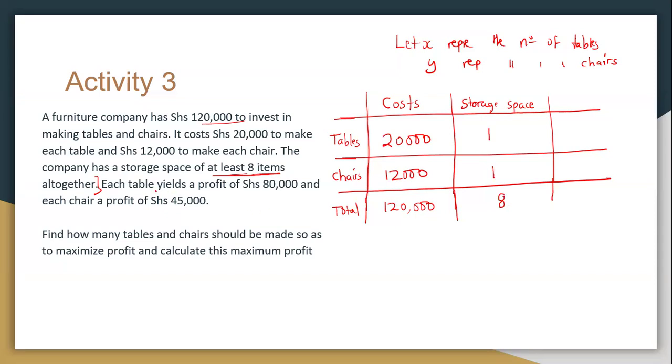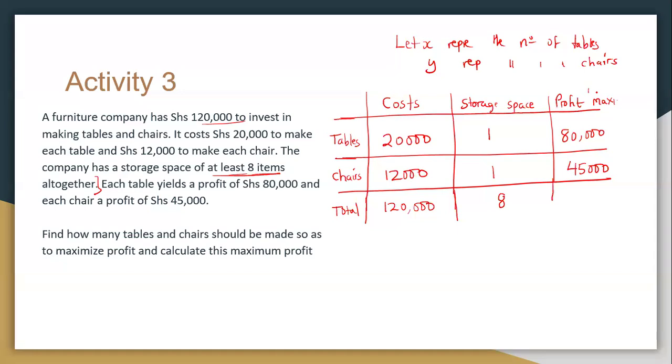Then I continue. Each table yields a profit of 80,000. This is the table, it yields 80,000. Then each chair yields a profit of 45,000. So here I will say 45,000. Now, this is what we call profit. And remember, we said that under profits, we always maximize. This profit maximization is what forms your objective function.